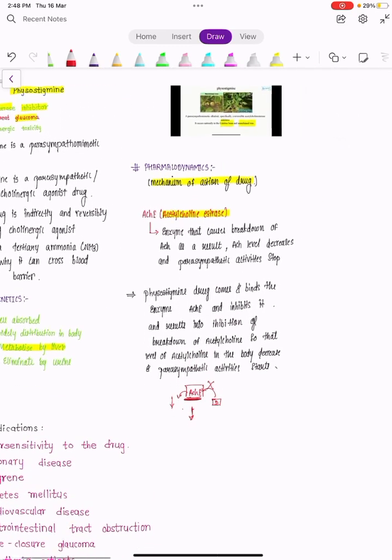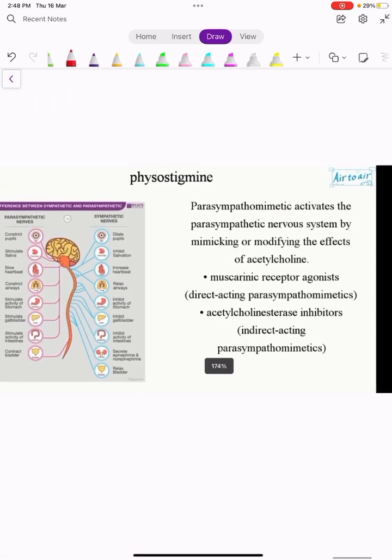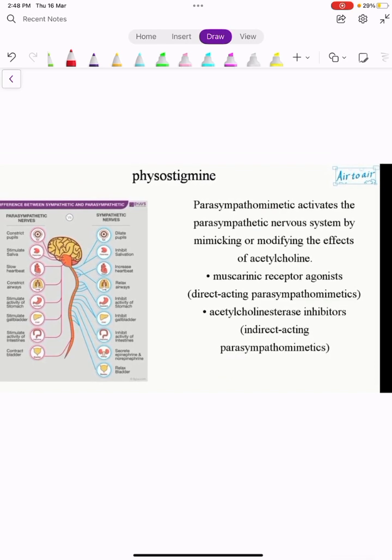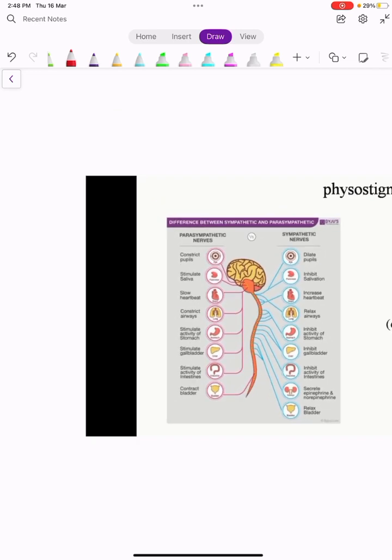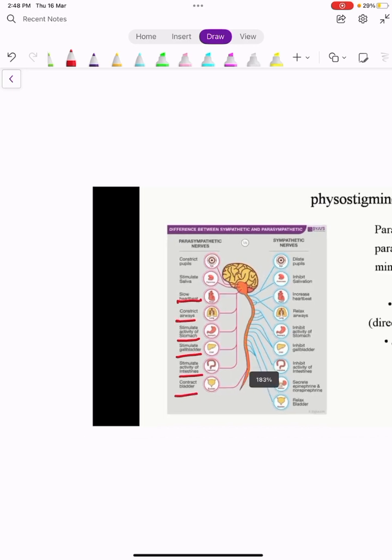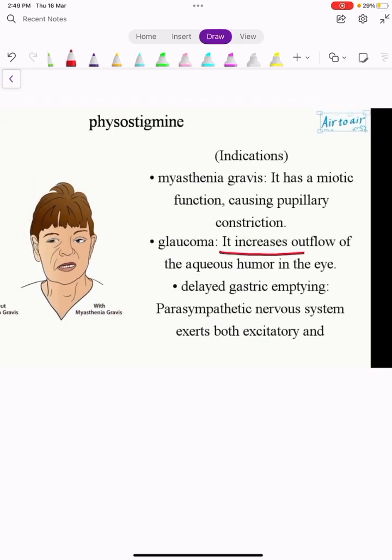In this video, I will show you some images related to it. This is the first image of parasympathomimetic activities that it is involved in. It includes constricting pupils, stimulating saliva, slowing heartbeat, constricting airways, stimulating activity of the stomach, gallbladder, and intestines, and contracting the bladder. Next, glaucoma. It increases outflow of the aqueous humor in the eyes.